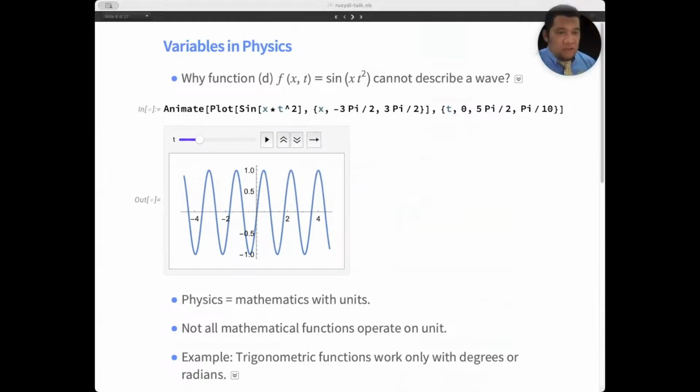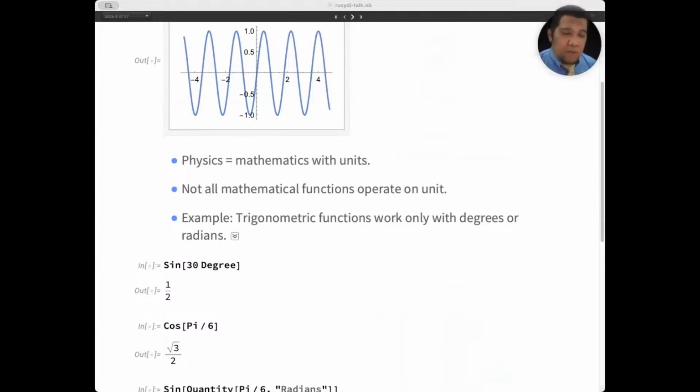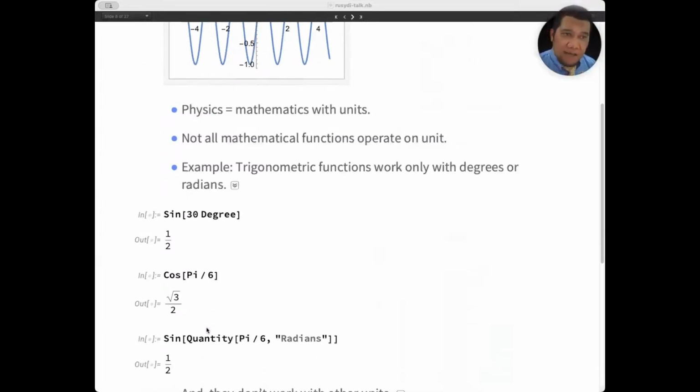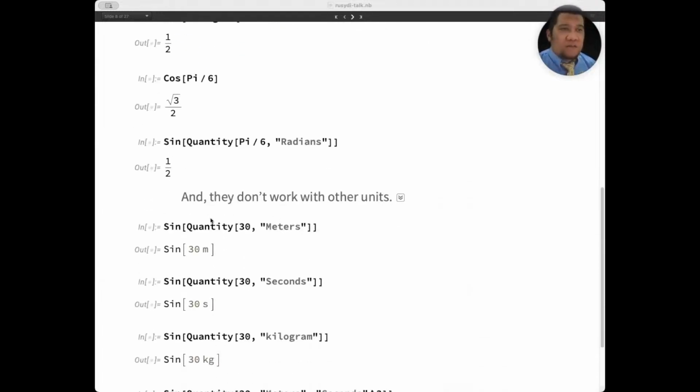The reason is that the variables in physics need units, such as time, which has the unit second, position, which has meter, and mass, which has kilogram. That's why people say physics is mathematics with units. Unfortunately, not all mathematical functions can operate on units. For example, trigonometric functions work only with degrees or radians, and they do not work with other units.